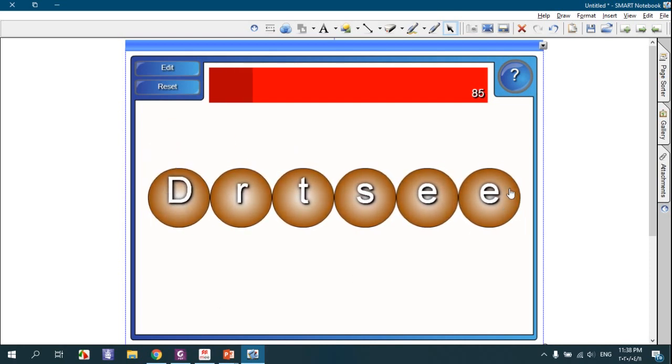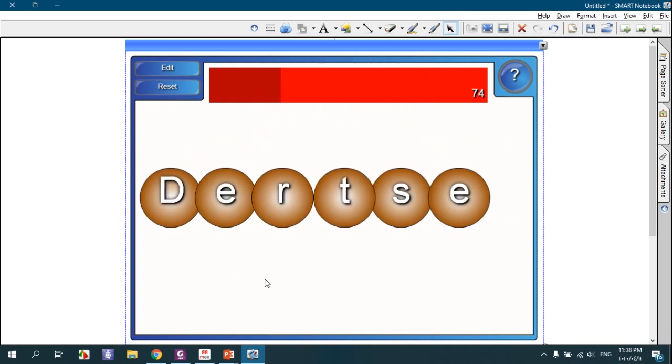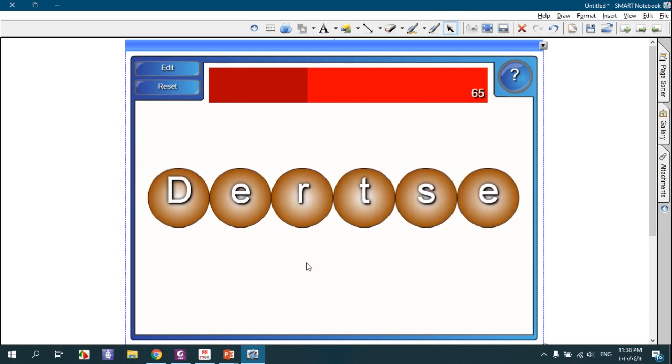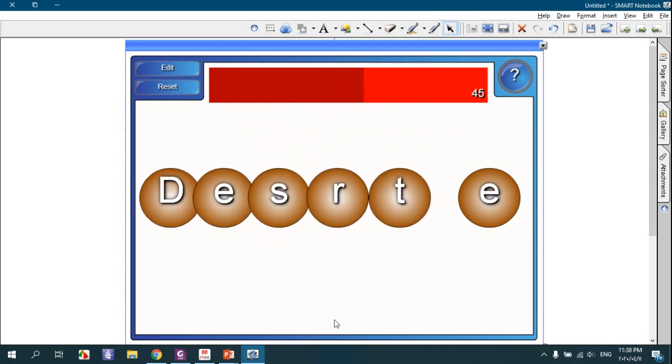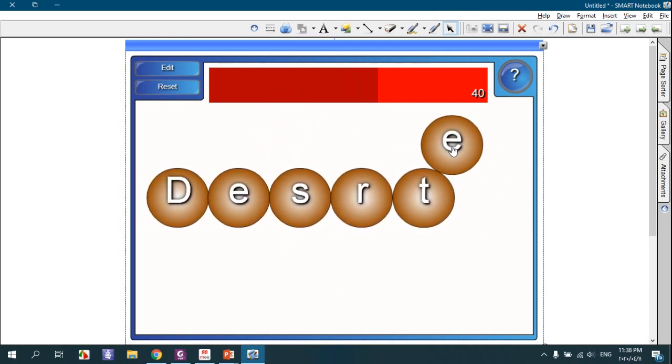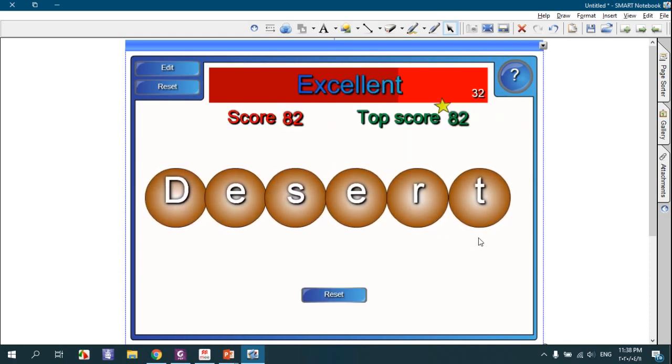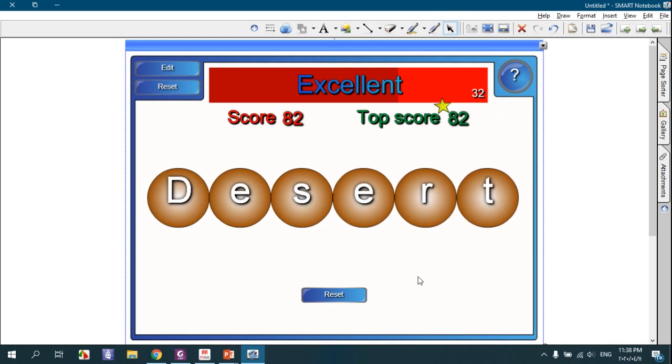After D, E. Yes, I give you a hint here. Remember, what's this? It's desert, desert. Who knows the spelling of desert? D-E-S, yes, E, RT. Excellent, that's great. Now, can you find a desert here in Saudi Arabia?